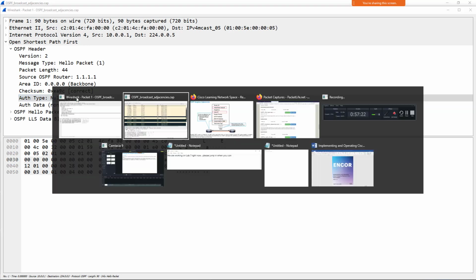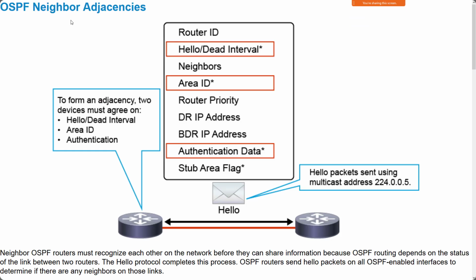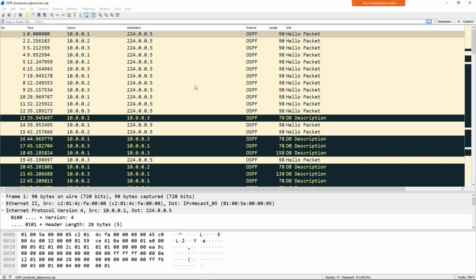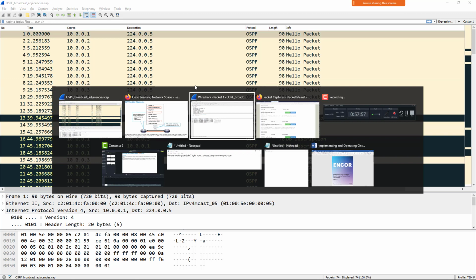Now, if we look back at our slide here, we see a couple of boxes identified here: authentication data, area ID, and router ID. Those are all components that are included in the actual OSPF packet header. Router priority, DR, BDR address, stub area flag, neighbors, hello and dead interval, and that's it. Those are not part of the packet header, but those are part of the OSPF hello packet.